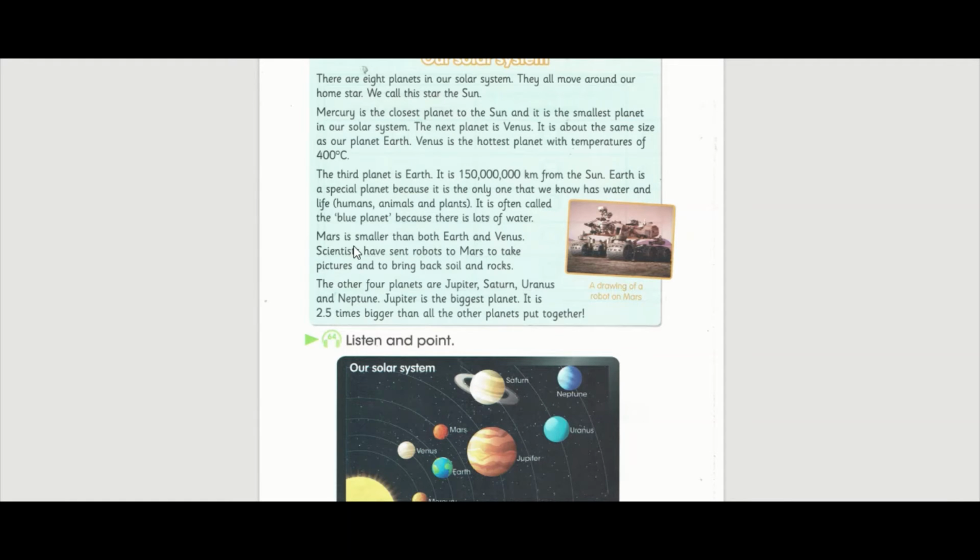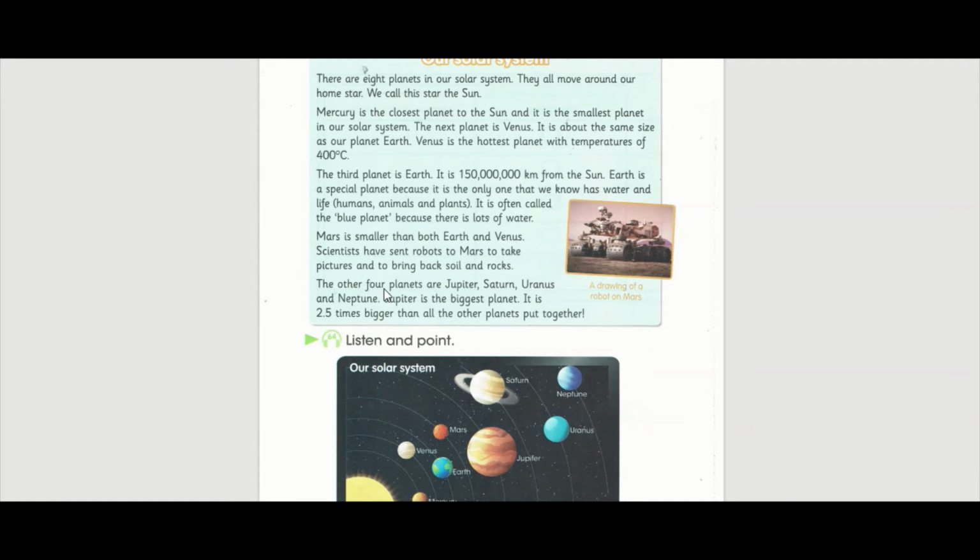Then Mars, المريخ, is smaller than both Earth and Venus. مارس المريخ أصغر من كلا فينوس والأرض. Scientists have sent robots to Mars to take pictures and bring back soil and rocks. العلماء أرسلوا روبوتات إلى المريخ to take pictures، صور، as well as to bring back some soil and rocks، لكي يجلبوا بعض من التربة والصخور. لماذا؟ لتحليلها وإجراء عليها الاختبارات وغيرها.